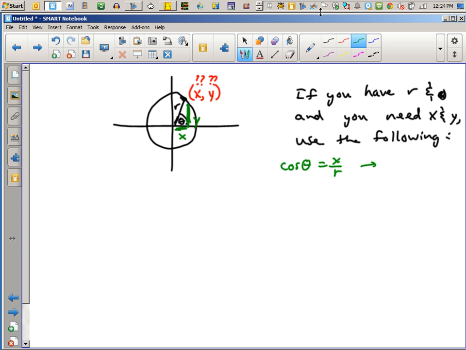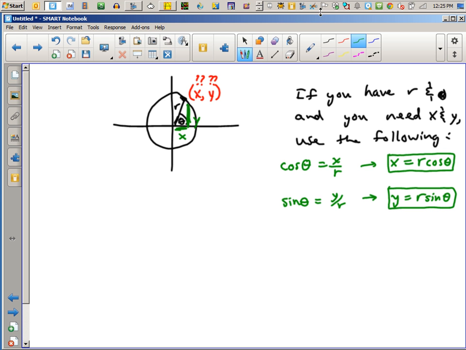And this means that we can find x by simply multiplying r with cosine theta. And we also know that sine theta is opposite over hypotenuse. In this case, in quadrant 1, it's just y over r. Sine is y over r, something else we memorized earlier in the year. And we can then find y by multiplying r against sine theta. Okay, so let's do a quick example of how we might find the Cartesian or rectangular coordinates given polar coordinates.